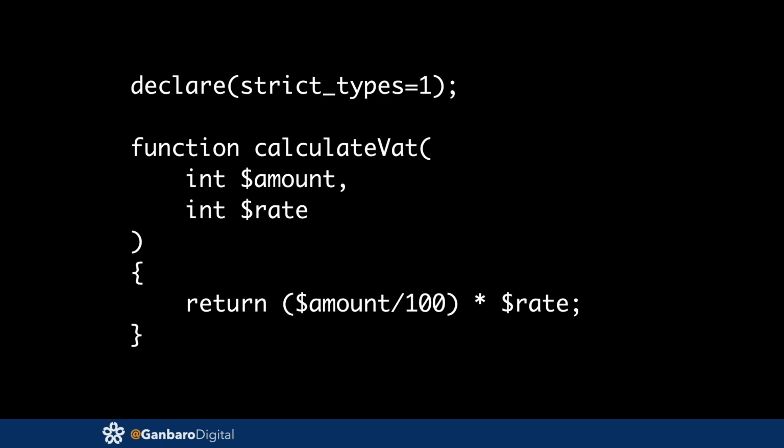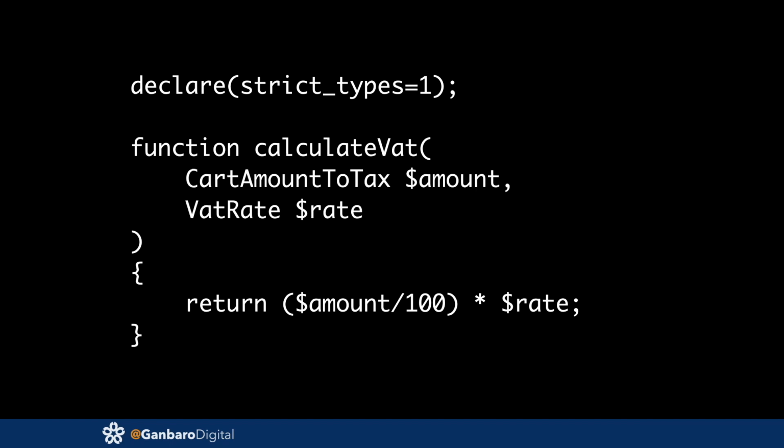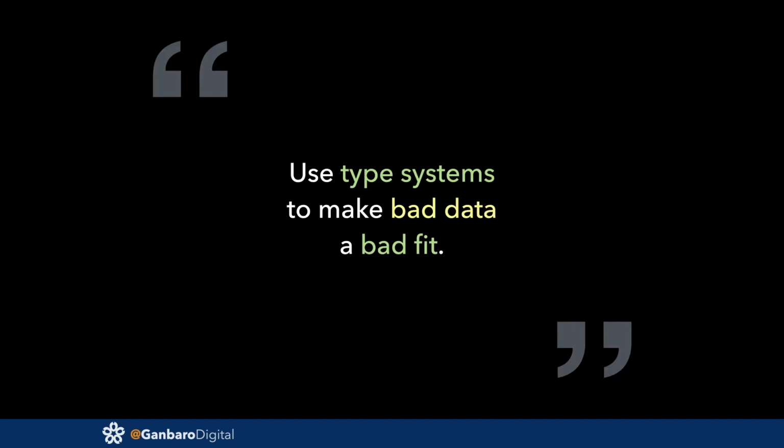What if we could take our function and use strict types to prevent us plugging bad data into our business logic? That's what we're going to talk about. We're going to talk about using our type systems to make bad data a bad fit.